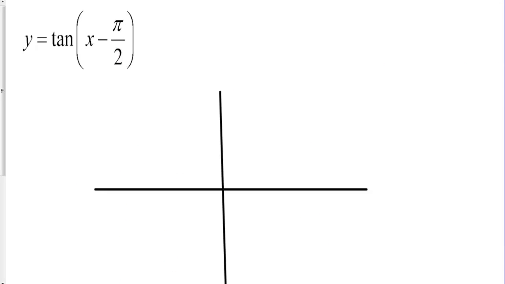Let's graph tangent of x minus pi over 2. It's sine over cosine, so we want to graph the cosine function. Move it right pi over 2, and then we'll finish up with graphing tangent. 1, 2, 3, 4. Here's 2 pi. 1, 2, 3, 4, -2 pi. And we are graphing cosine.